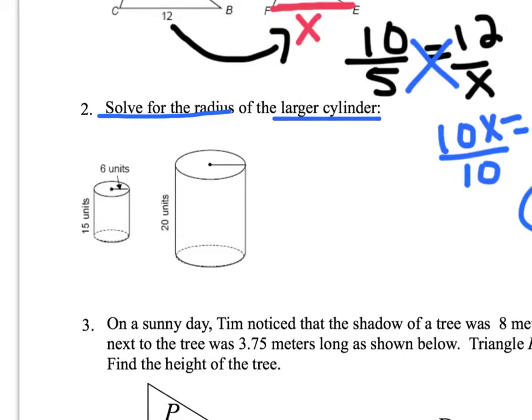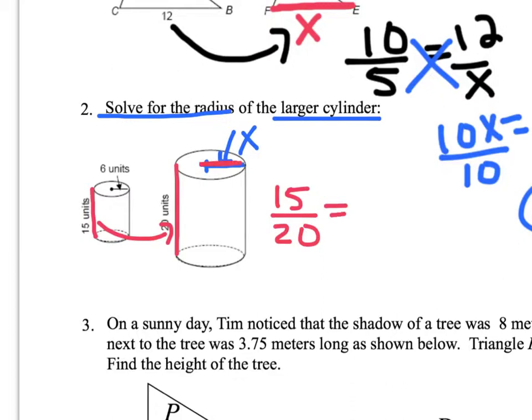The radius is this right here, that missing piece, so we could call it x. If we're looking at similar dimensions here, first of all, we could say 15 is to 20, small is to large, as, since I'm looking for the radius, 6 is to x, right? Let's go ahead and cross multiply there and see what we come up with.